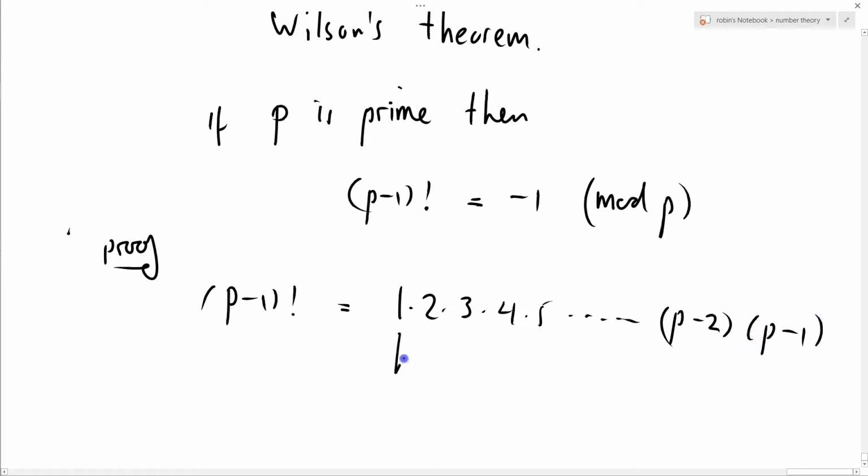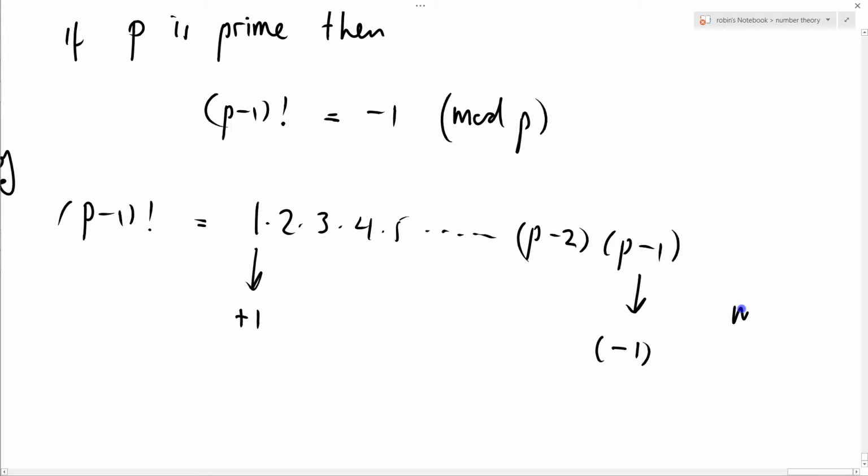And then I'm going to make the observation that this is equal to 1. This one here is equal to minus 1. Everything here being modulo P. So what have we got left? We've got an even number left.